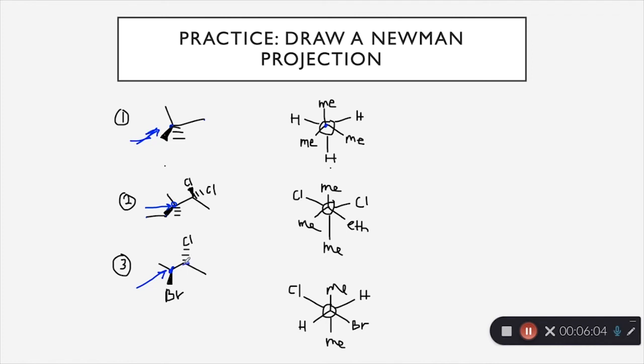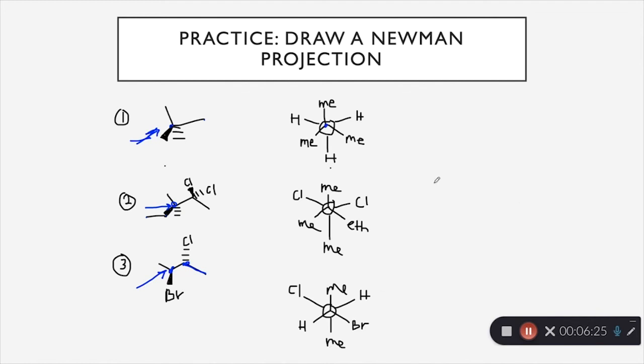Back carbon right here, we have a chlorine that is going behind the page, so that's going to be on the left side of the back carbon. We have a hidden hydrogen on the wedge coming out at us, so that's going to be on the right side of the back carbon. And then we have a methyl in plane with the page on the back carbon, so you're going to have a methyl going down here.